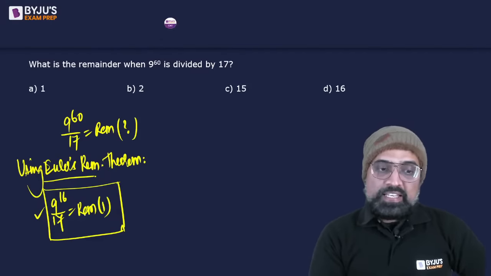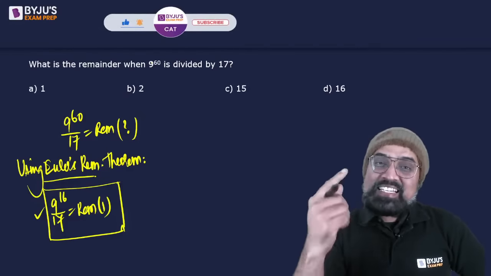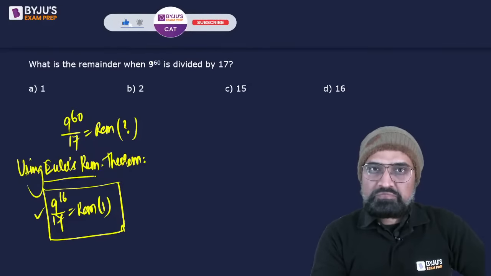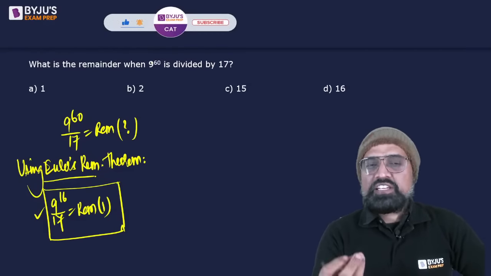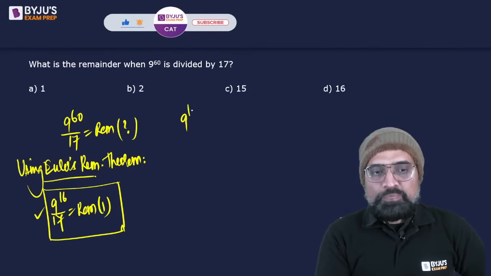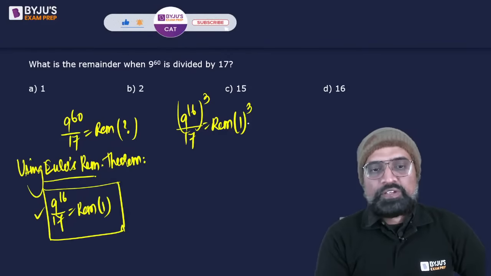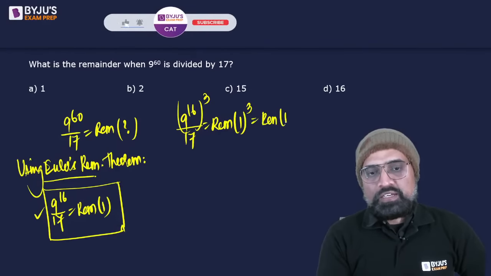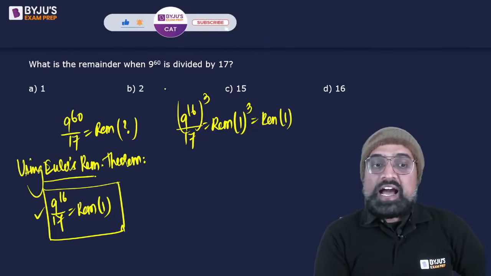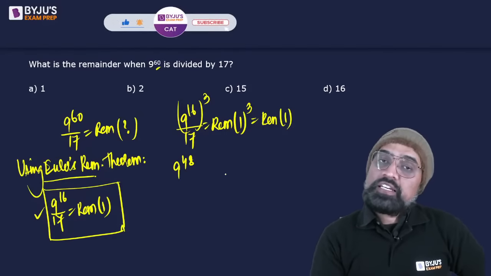If this has happened, so if I want to reach 60, so with 16, can we reach 60? No. We can reach at most 48. So can we say 9 to the power 16 whole to the power 3 when divided by 17 will give us a remainder 1 cube, which will give us remainder as 1. So we have reached 9 to the power 48. But I have to go to 60.